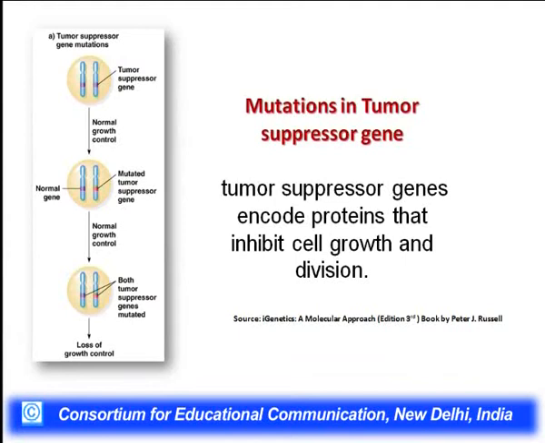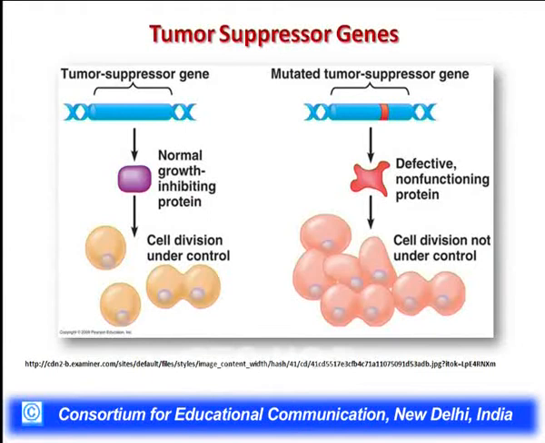Now, some of the mutations are shown over here. We can see a tumor suppressor gene in which the normal growth inhibiting protein is produced, which controls cell division in a controlled fashion. While over here, certain mutations have formed, due to which a defective, non-functional tumor suppressor protein is produced. This protein is unable to control or inhibit cell growth or proliferation, and the cell grows rapidly in an uncontrolled fashion. Some of the tumor suppressor genes are shown over here.